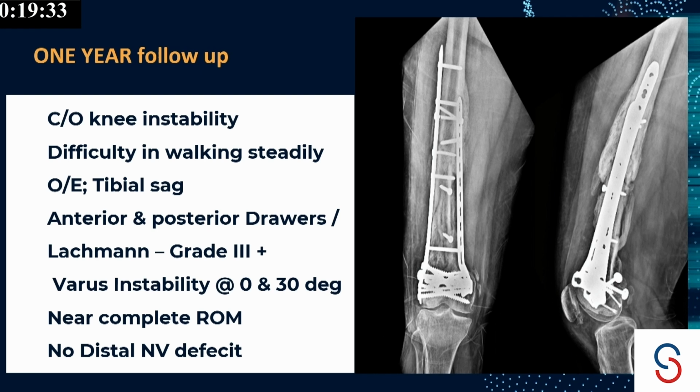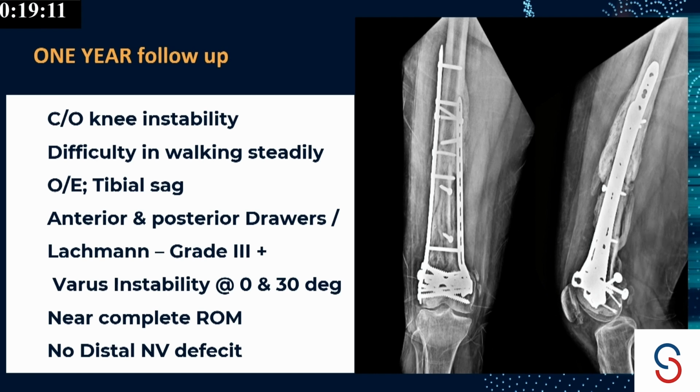We started an aggressive rehab protocol, and down the lane at 6 months this patient was able to get a reasonable range of movement, and we did a bone grafting also for him. And down the lane, like 6 to 8 months, once he regained his motion, he started having instability.